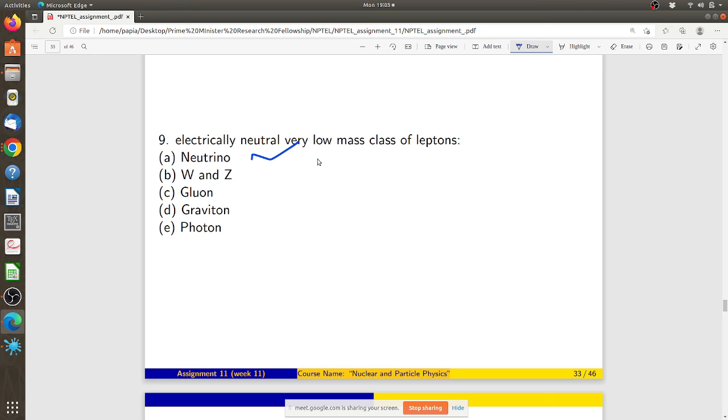So, the electrically neutral. Electrically neutral means it should have zero electric charge. So neutrino has zero electric charge. Now coming to the other options, W and Z. W does not have zero charge because W is W plus and W minus. But Z can have zero electric charge, but it is written here W and Z, so this one will not be the answer.